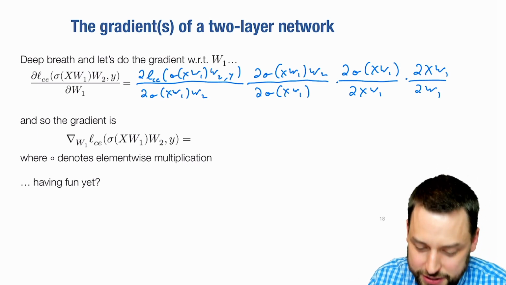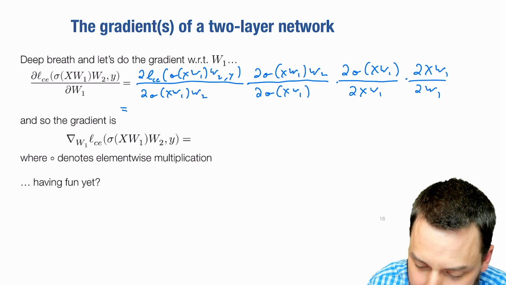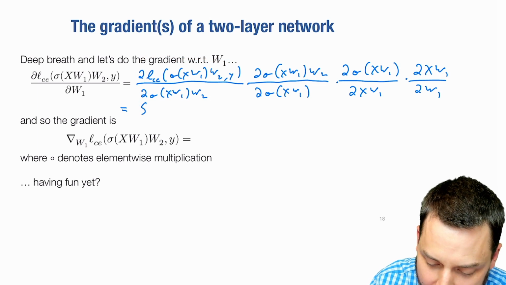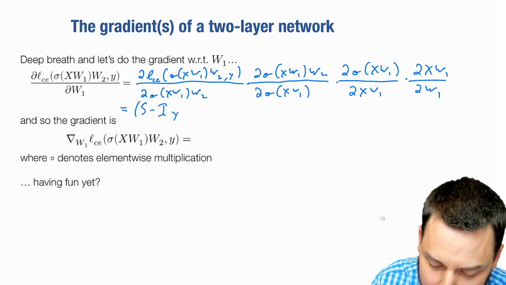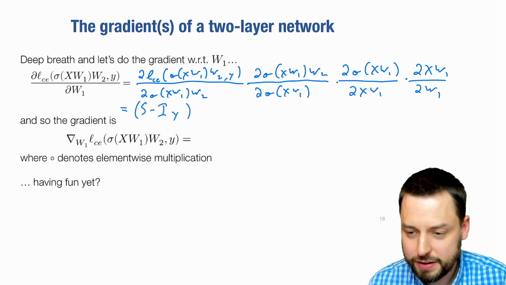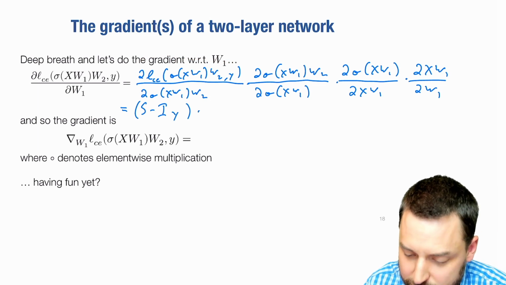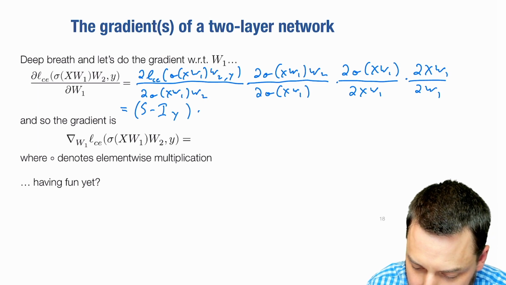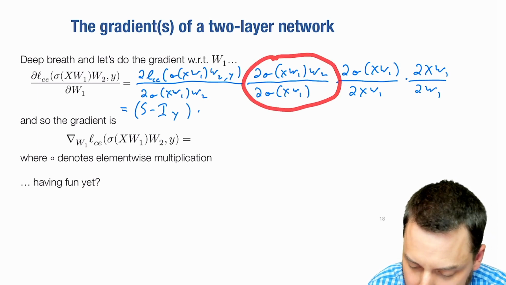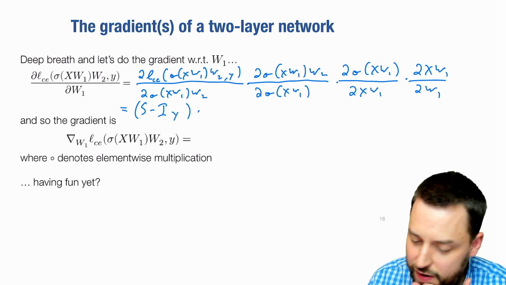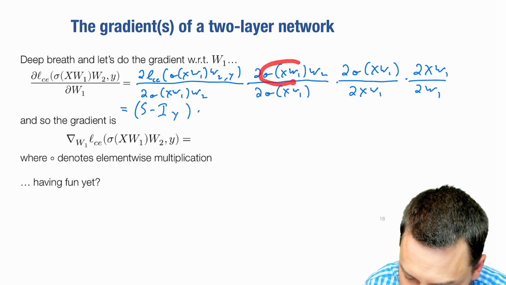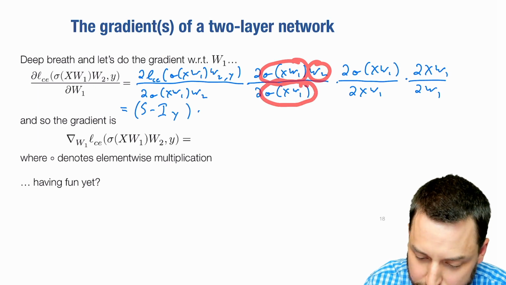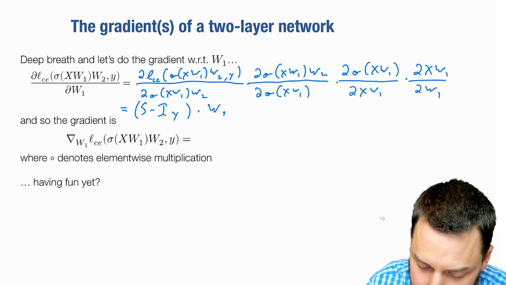They fortunately aren't that hard to do. So this first one here is actually exactly the same as we saw before. So that's going to be, in the same way, (s minus I_y). I'm going to put parentheses around this to keep everything simpler. Times, well, what's this one? This is the partial derivative, or just again the derivative of something times w2 with respect to that thing. So the derivative there is just going to be w2.